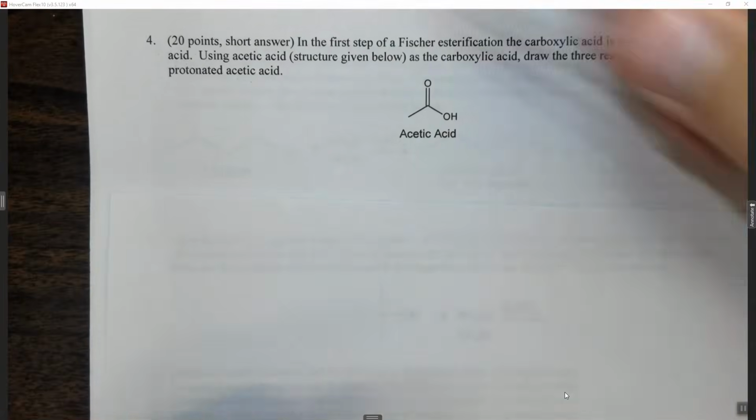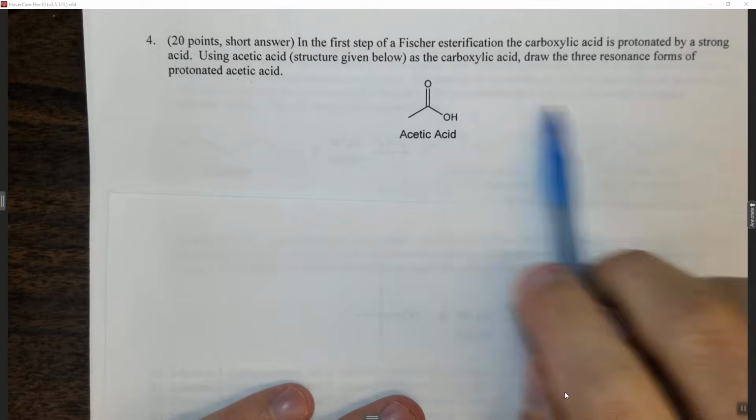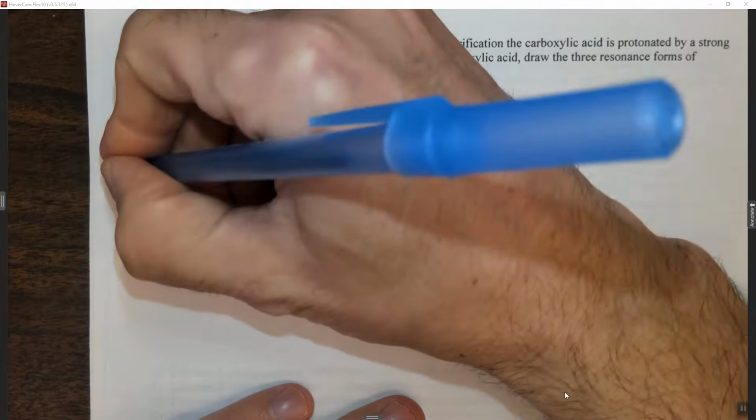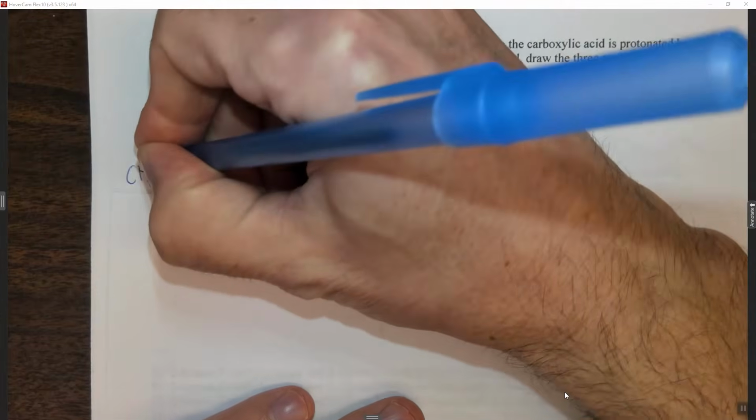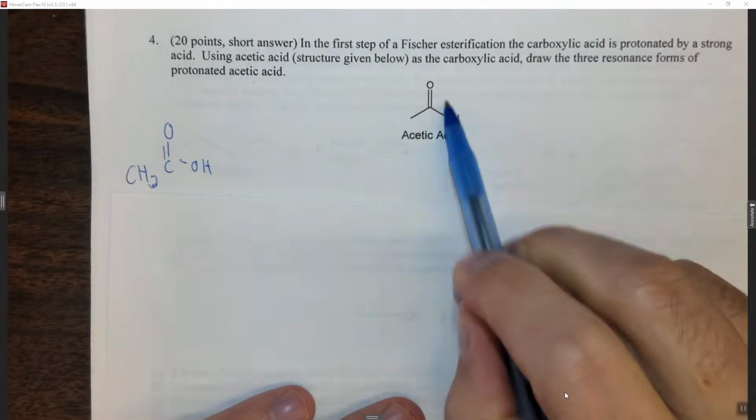All right, number 4 says, in the first step of Fischer esterification, the carboxylic acid is protonated by a strong acid. Using acetic acid as the carboxylic acid, draw the 3 resonance forms of the protonated acid. So I'm not going to try to squeeze them in over here. I'm just going to redraw my acetic acid over here: CH3, C double bond O, bond OH.